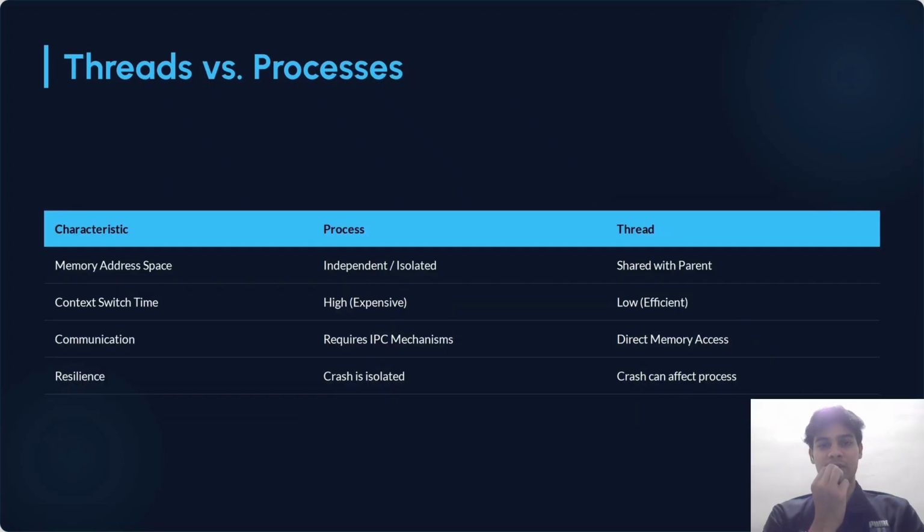Threads versus processes. Characteristics. In a process, the memory address space is independent and isolated. In a thread, it is shared with the parent. Context switch time in a process is high and expensive, and in a thread, it is low and efficient. Communication in a process requires IPC mechanisms, and in a thread, direct memory access. Resilience: a process is isolated, and in a thread, one failure can affect the whole process.